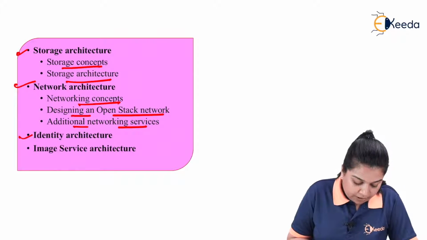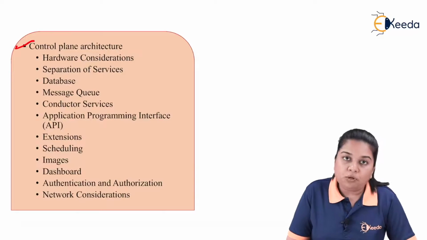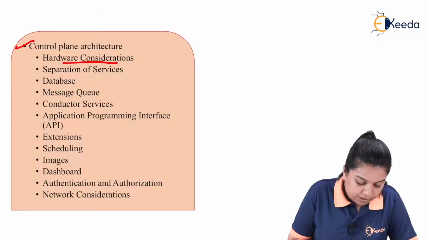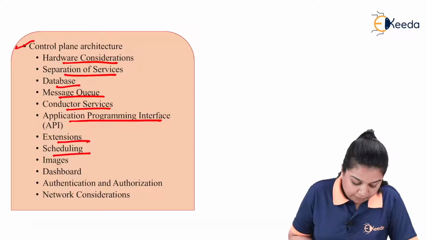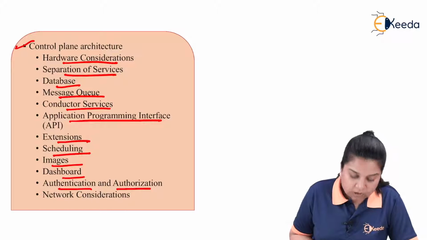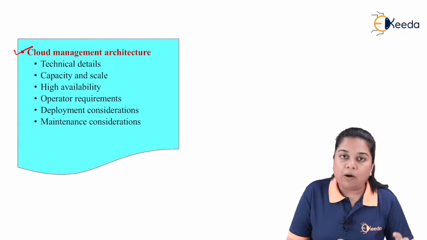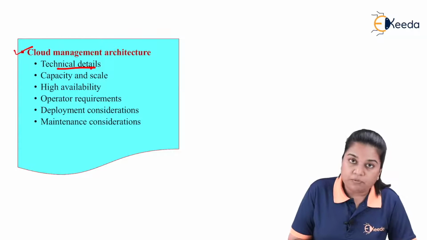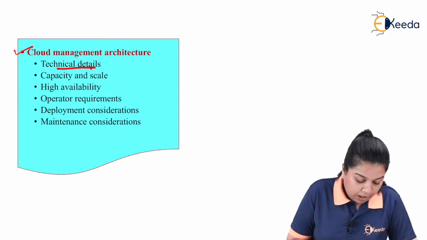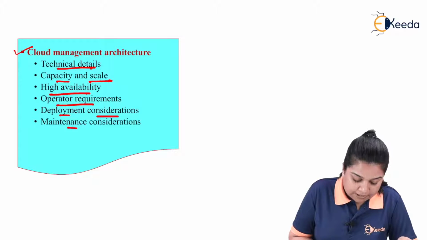Identity architecture, and then image service architecture. Then we have the control plane architecture, which has hardware consideration, separation of services, database, message queues, conductor services, application programming interfaces, extensions, scheduling, images, dashboard, authentication and authorization, and network considerations. Then we have the cloud management architecture. It has technical details of the cloud in which we will be working: the configuration, capacity and scale, high availability, operator requirements, deployment consideration, and maintenance considerations.